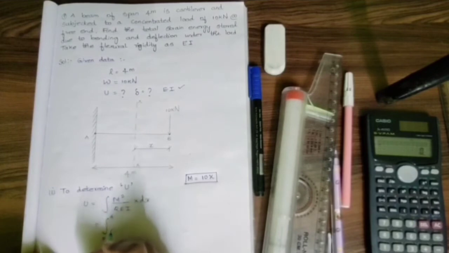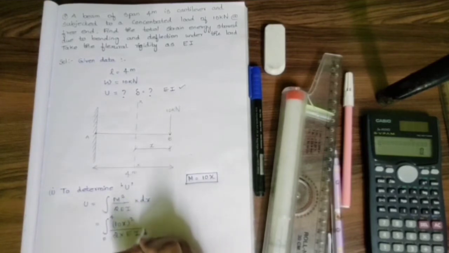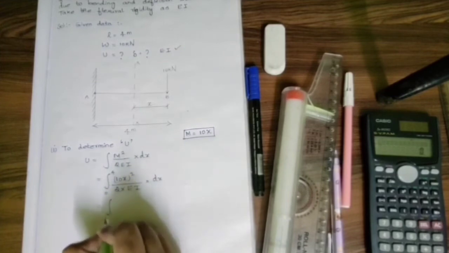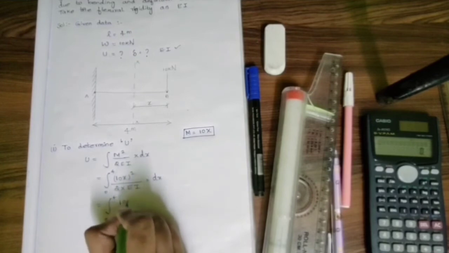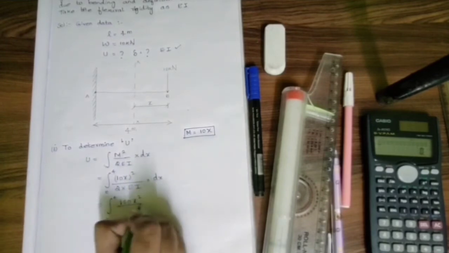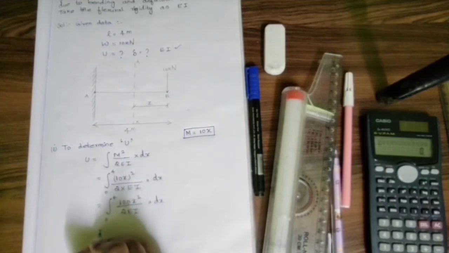Now let me substitute 10x in place of M. So 10x the whole square divided by 2 into EI. In the question they have given that to take flexural rigidity as EI itself. So we are just mentioning EI and then into dx. Now let us solve the problem from integral 0 to 4. 10x the whole square, which is nothing but 100x square, divided by 2 into EI into dx.